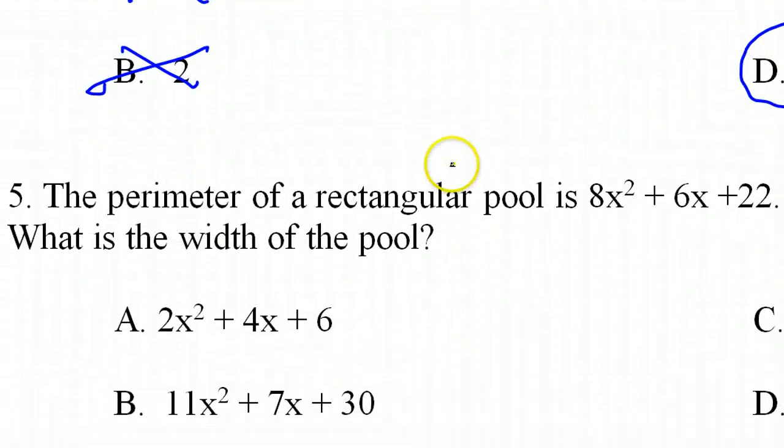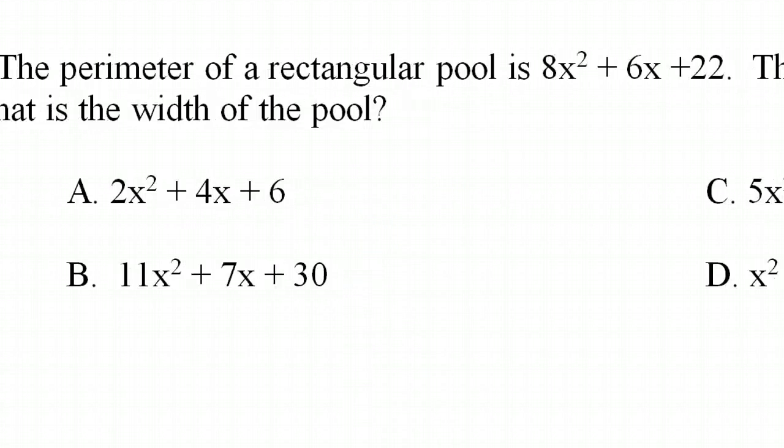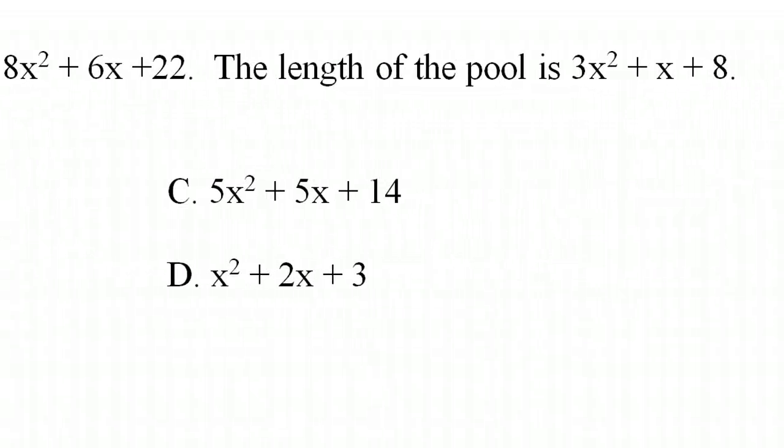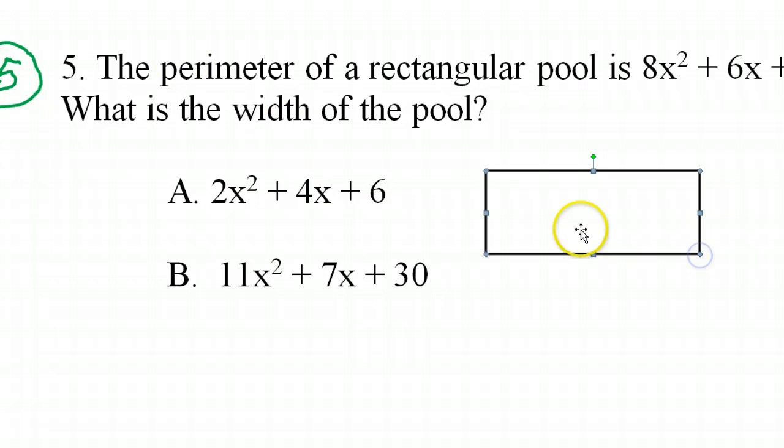Okay, and number 5. This was the most commonly missed problem, and it is a little bit tricky. So first you have to understand about perimeter. Let me start with that. What is perimeter? Well, if you look at a rectangle, here's a rectangle. If I told you that this was 5 and this was 10, could you tell me the perimeter of that rectangle?